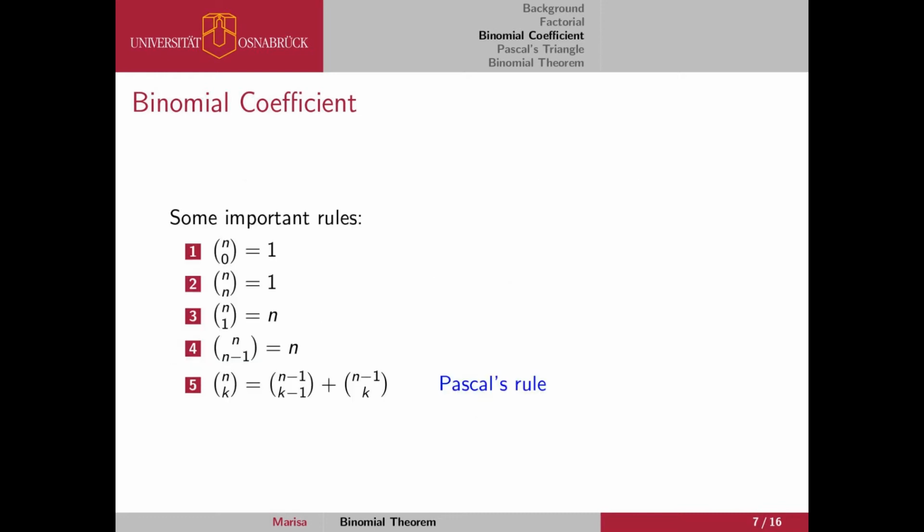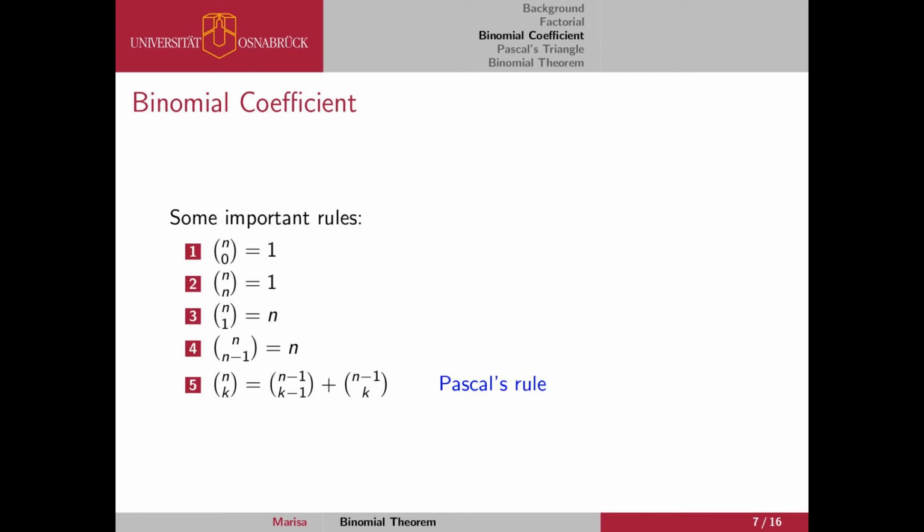The binomial coefficient also has some important rules that you should remember. The first one here is the binomial coefficient for k equals 0. This means that we have n over 0, and independent of the value of n, the result of n over 0 will be 1. And the second rule states that n over n is also 1. Now, if we have n over 1, the result will be n, as you can see in rule 3. And in rule 4, you can see that n over n minus 1 is also n.